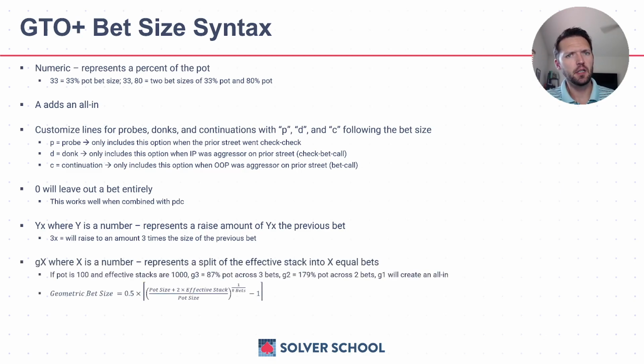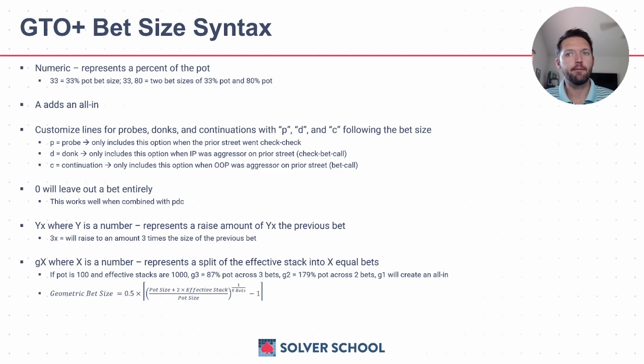The syntax is a little bit different here in GTO Plus than it is in PioSolver. In PioSolver, we use the letter E. In GTO Plus, we use the letter G and then X, where X equals the number of equal bets that we want to split the effective stack into.